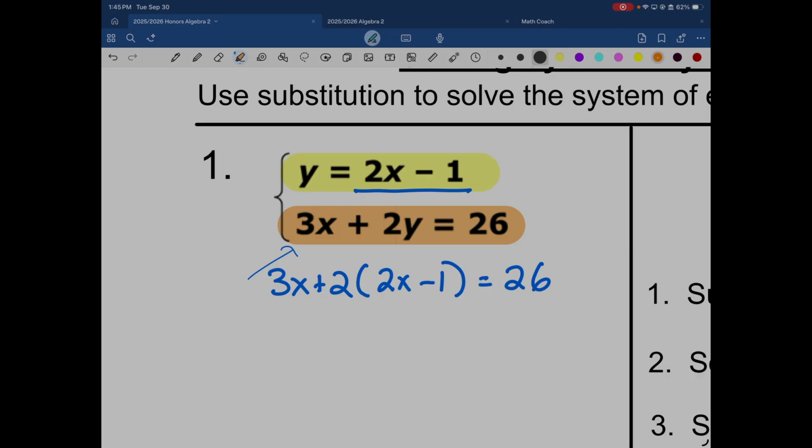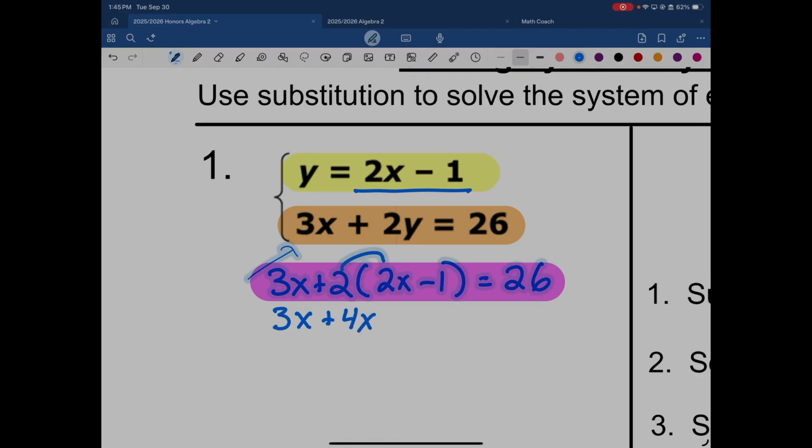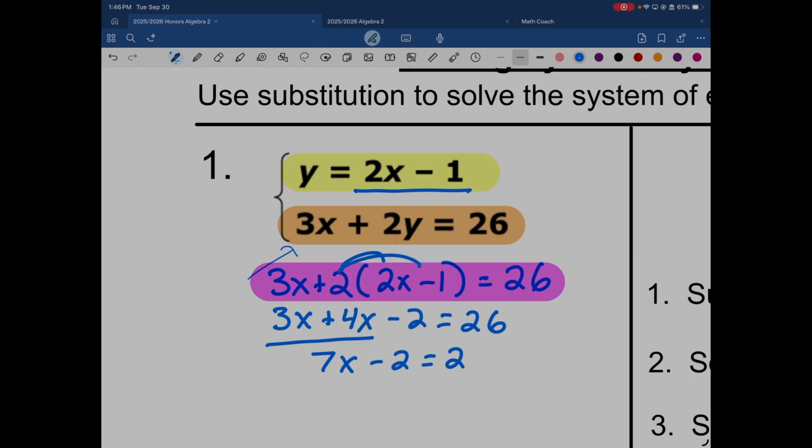Now that I have my new equation, you'll notice that there's only an x in there. There's no more y's. So we've got it down to one variable. So now we're going to go ahead and solve this equation, in this case, for x. Our rules for solving say that we distribute first. So that gives me 3x plus 2 times 2x is 4x, 2 times -1 is -2, and that's equal to 26. Now we have 3 terms on the left side. We can't have any more than 2. So that means we need to combine like terms. 4x and 3x, that makes 7x. So I have 7x minus 2 equals 26.